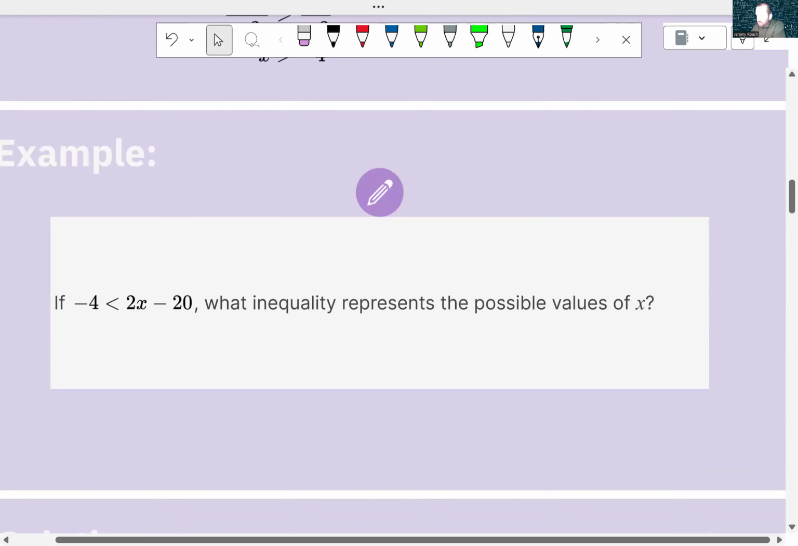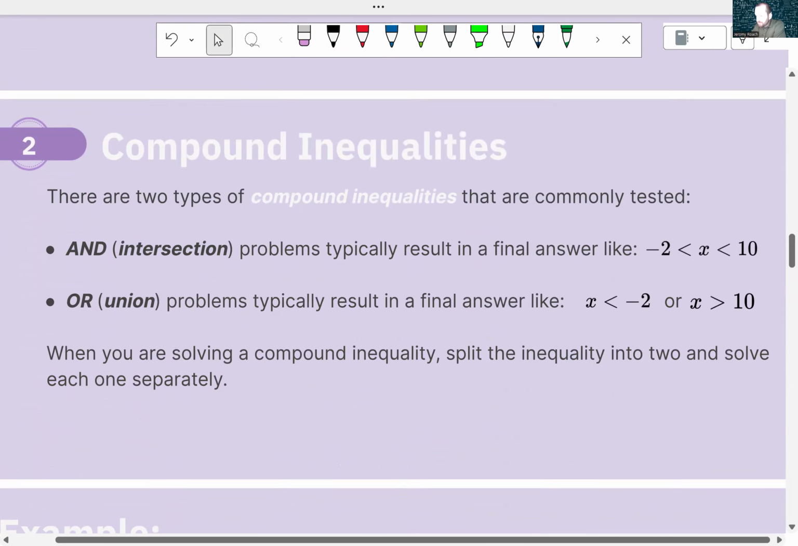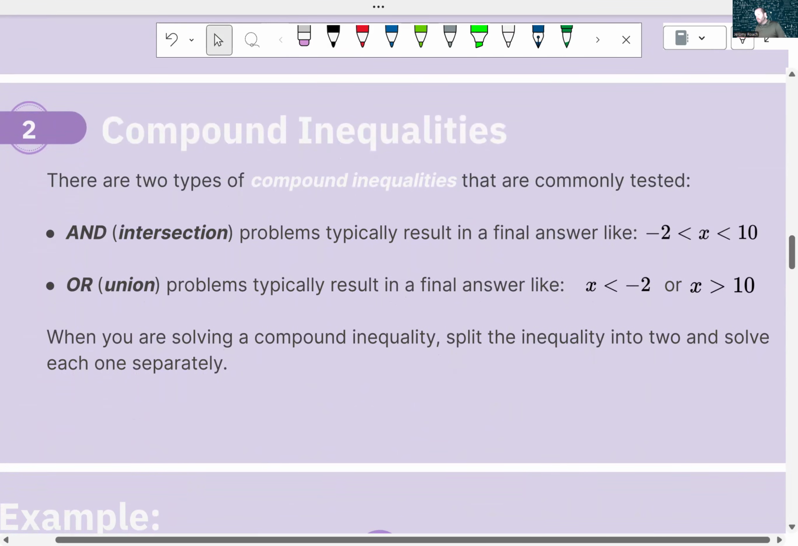Okay, so those are simple inequalities. We just solve them for x using regular algebra. There's two kinds of compound inequalities.